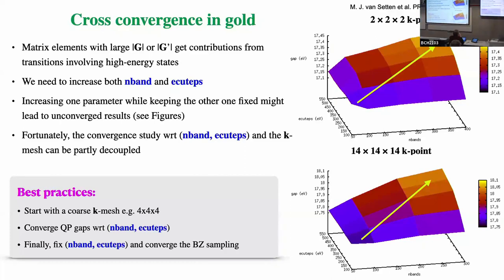Another point that I would like to mention is that we found that this kind of cross-convergence study can be done at a relatively small k-point sampling. So you can start with the gamma-only or 2x2x2 sampling, perform this kind of analysis to find the optimal values of nband and ecuteps, and then start to increase the k-point sampling.